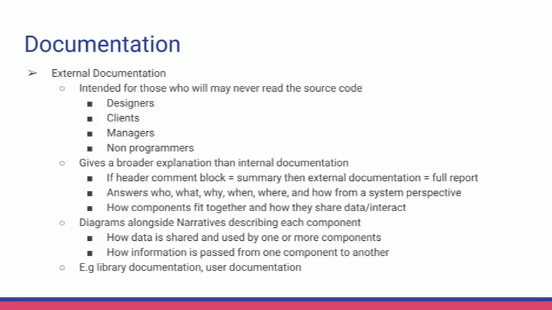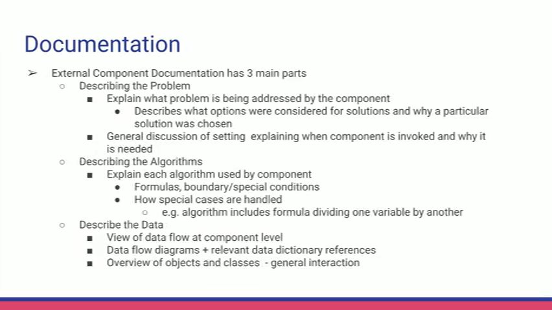Two simple examples of external documentation would be library documentation and end user documentation. There are three main parts that you should have in your external component documentation: describing the problem, describing the algorithms, and describing the data. When describing the problem, you want to explain what problem is being addressed by the component, so what the component's purpose is. You also want a general discussion of the setting, explaining when the component is invoked and why it's needed. So you want to put the component in the context of the overall system.